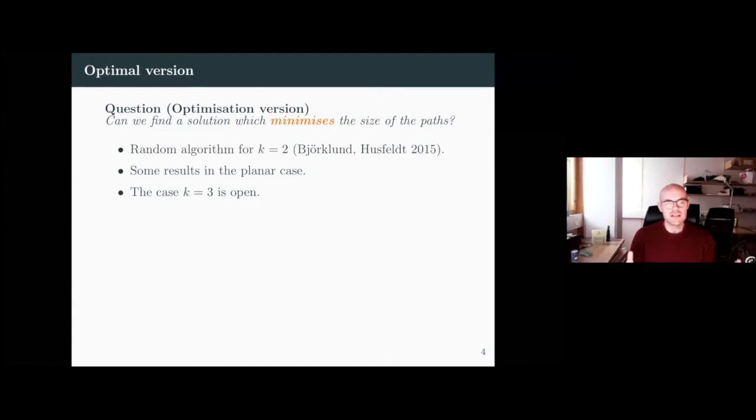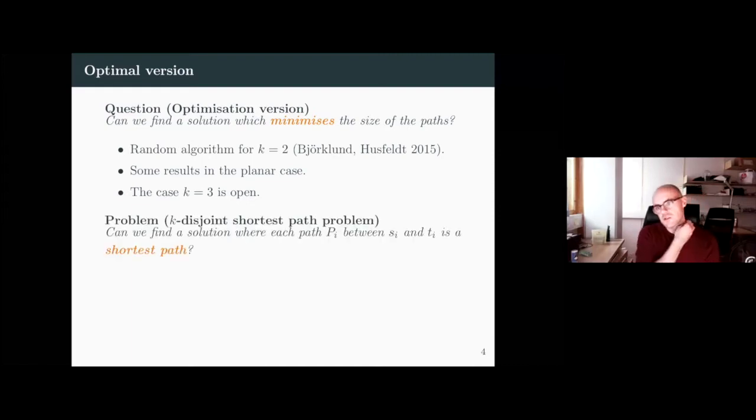But basically, apart from these two types of results, nothing is known. In particular, for the case k equal to 3, I don't know anything about it. Even approximation algorithms, nothing is known. So this seems like a very open question. And in fact, the following question also was open for a very long time, and this will be the question that interests us today.